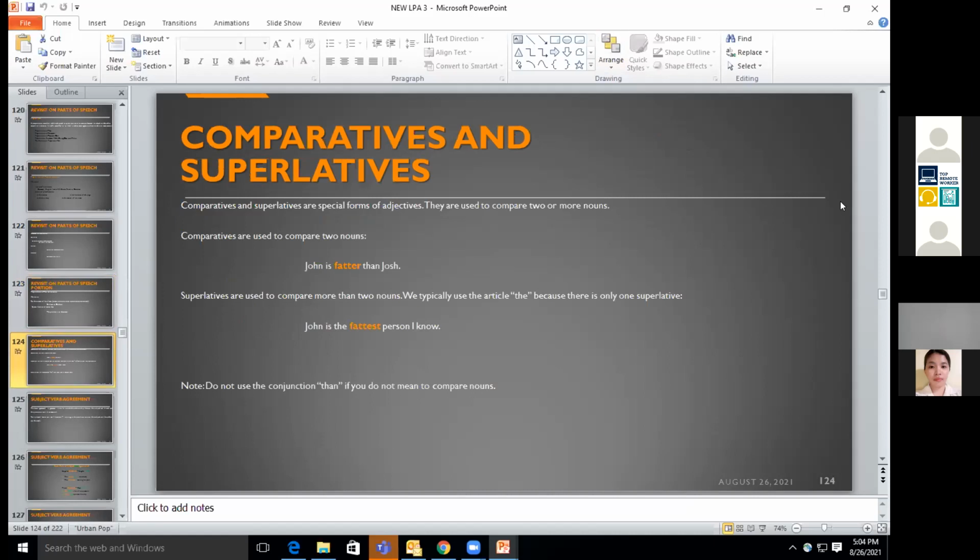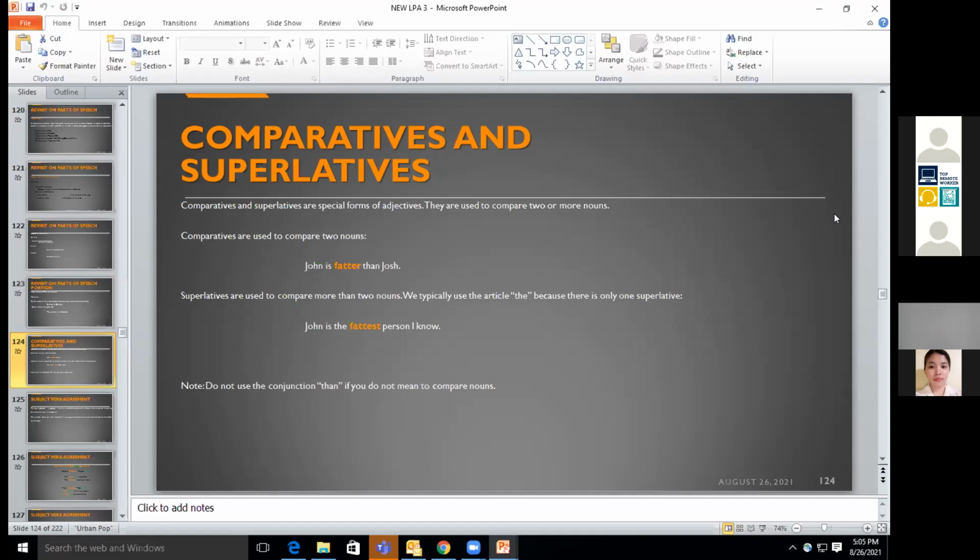Okay, next is your comparatives and superlatives. Comparatives and superlatives are special forms of adjectives. They are used to compare two or more nouns. Comparatives are used to compare two nouns. John is fatter than Josh. Superlatives are used to compare more than two nouns. We typically use the article "the" because there is only one superlative. John is the fattest person I know.